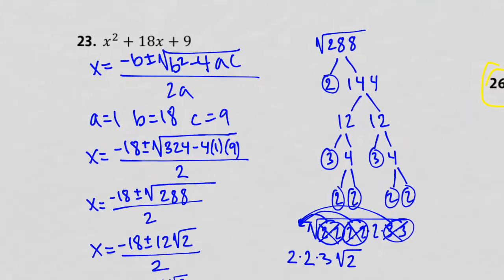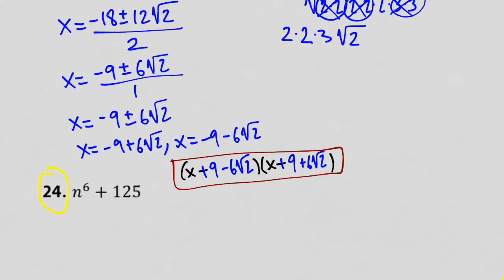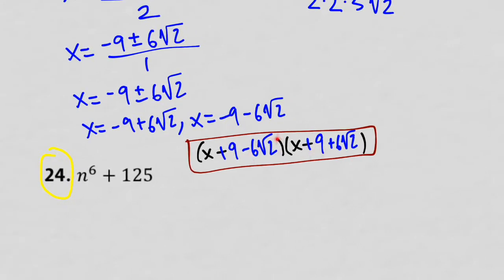This trinomial does not have rational solutions. Both of its solutions are irrational, right? Negative 9 plus 6 radical 2, negative 9 minus 6 radical 2. So if we write it in factored form, that's what it looks like.